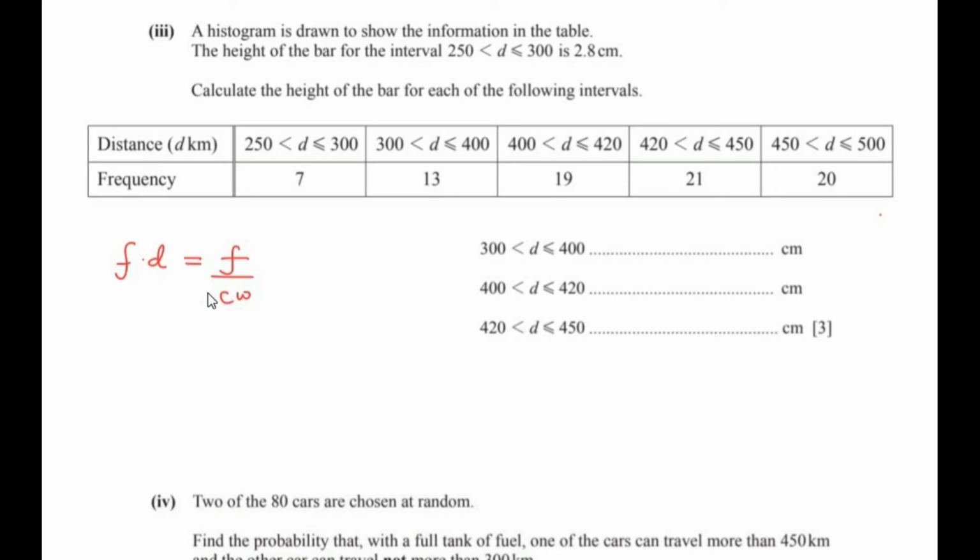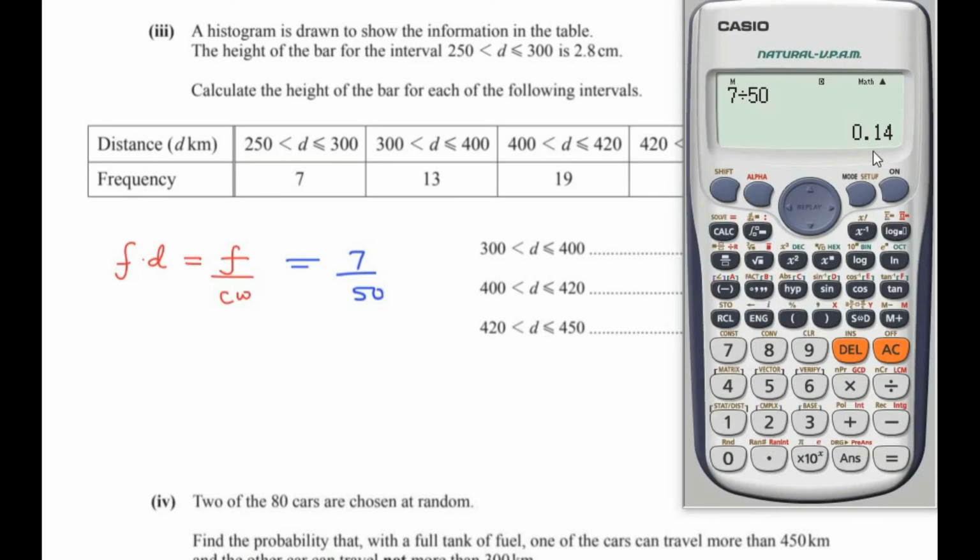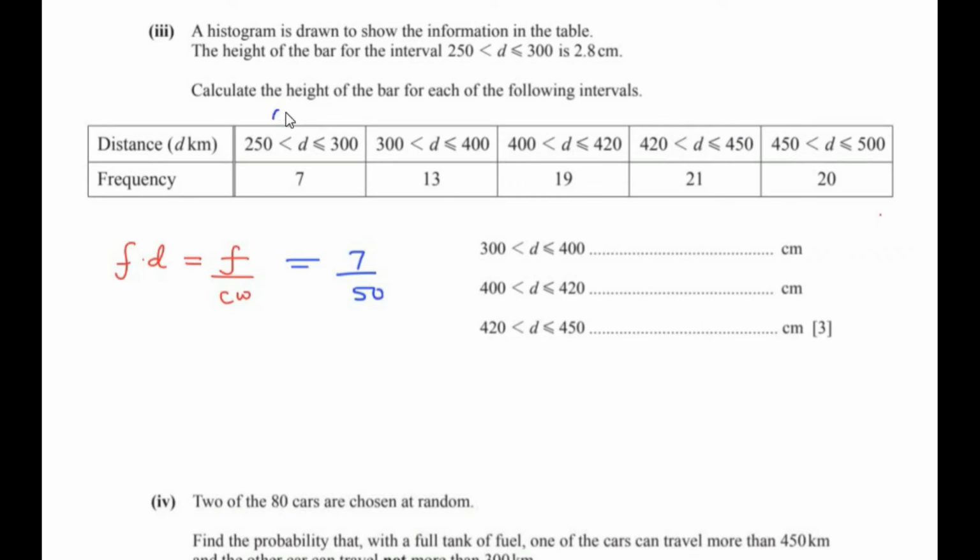To find out the value of class width, we take the upper limit minus the lower limit. So it's the difference between these two limits. So let us find out the frequency density of the first class interval using this formula. Here the frequency is 7 for the first class interval, divided by the class width, which is 300 minus 250, that gives us 50. So 7 over 50 will give us 0.14. This is the frequency density of the first class interval. So let us write here 0.14.